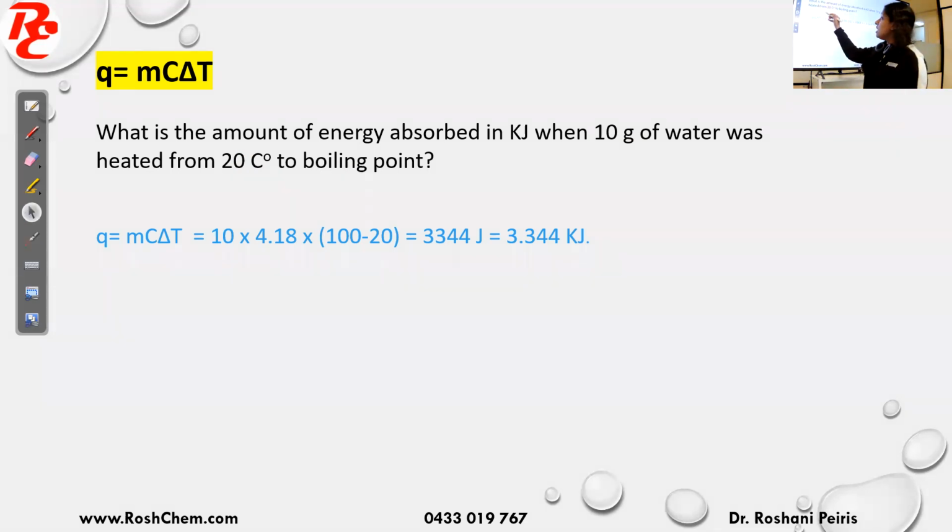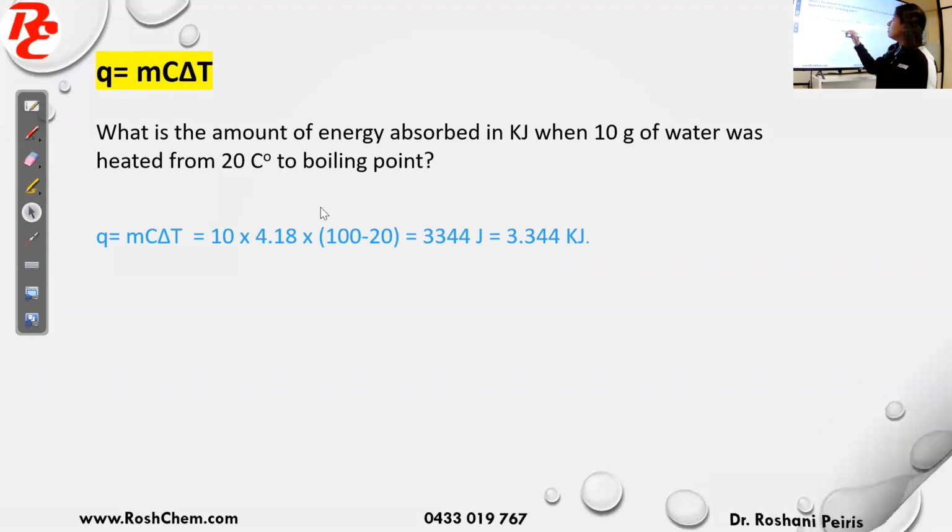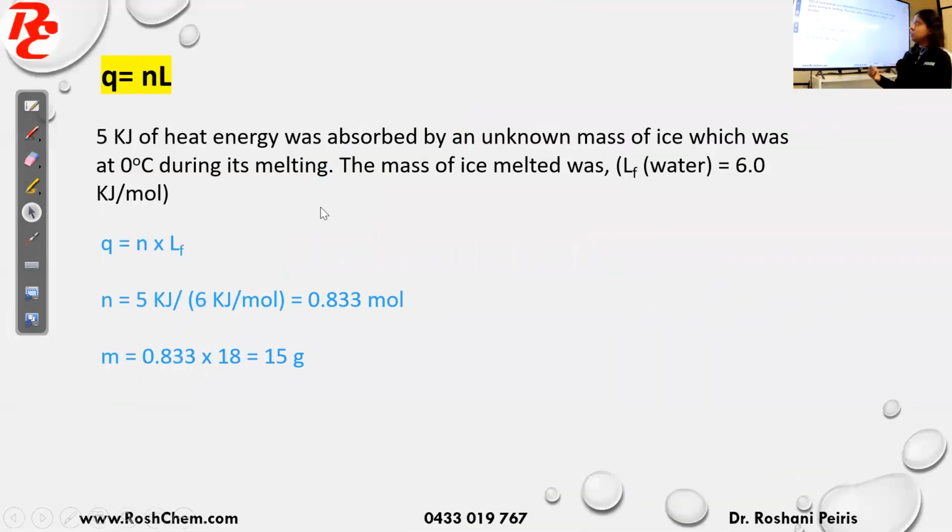Okay, we'll look at another calculation now. This calculation involves Q equals nL. The L is the latent heat. Q is again the heat energy. n is the number of moles here. In the previous one, it was the mass. Now it is the number of moles, and L is the latent heat.